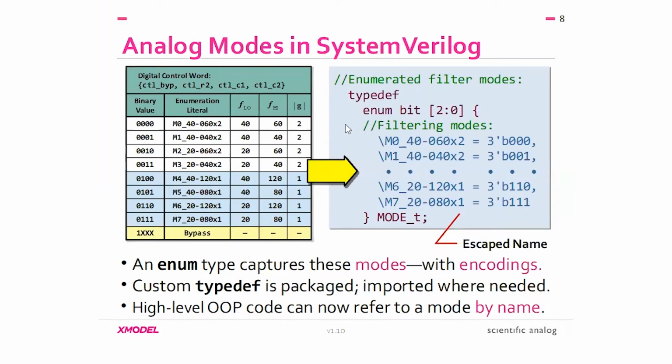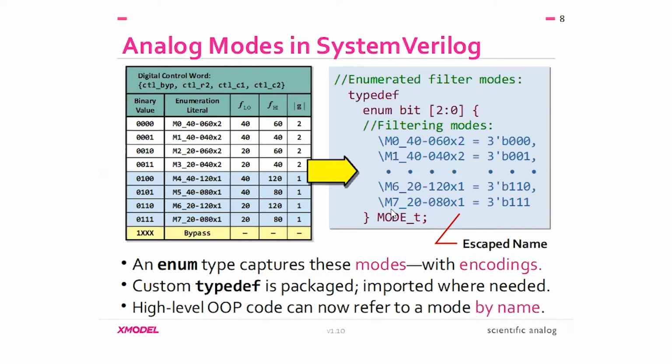Here's our first look at SystemVerilog code. We want to convert this table of 8 different modes and their binary encodings into a SystemVerilog data type, a custom type definition. So we enumerate the modes by specifying their symbolic names and their binary encodings. And just to demonstrate how seamlessly Xmodel integrates with all SystemVerilog syntax, we've used escape names. The leading backslash and trailing space make illegal characters like this hyphen okay.